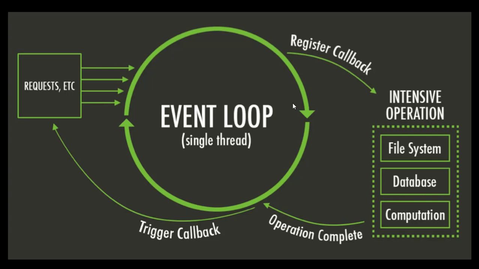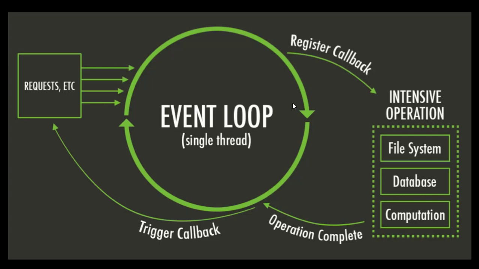You can have different Node instances and scale it that way. Each of them has a single thread, but they're scalable and they're different instances. So that's how you can scale it. So don't be fooled by the fact that it's single threaded, but know that the event loop is single threaded.